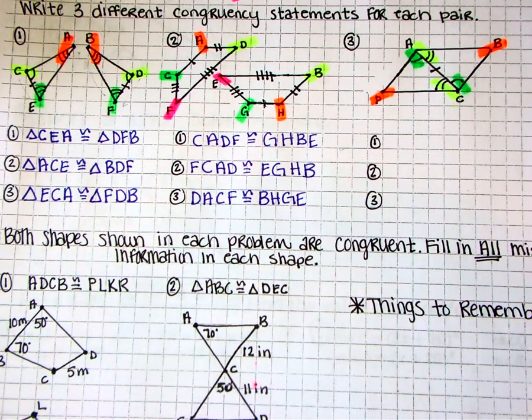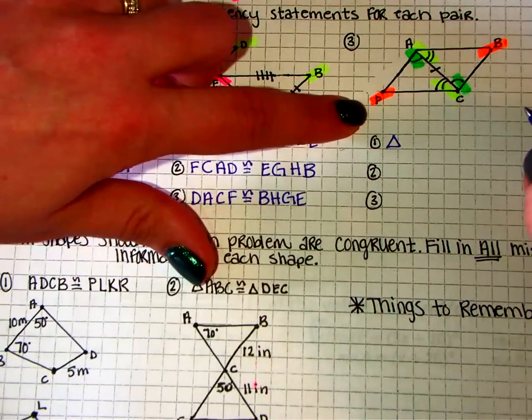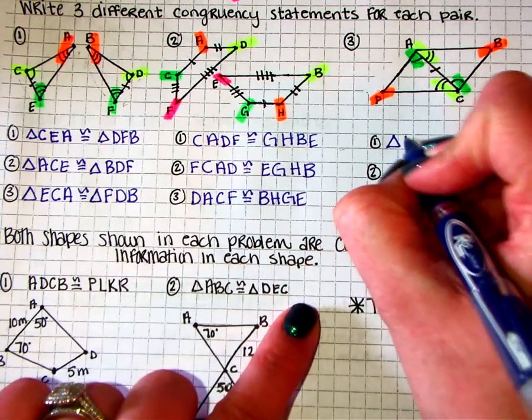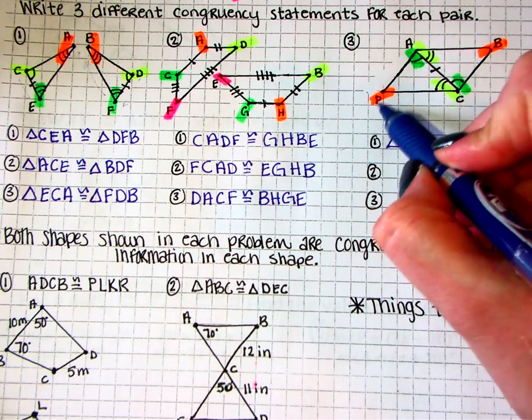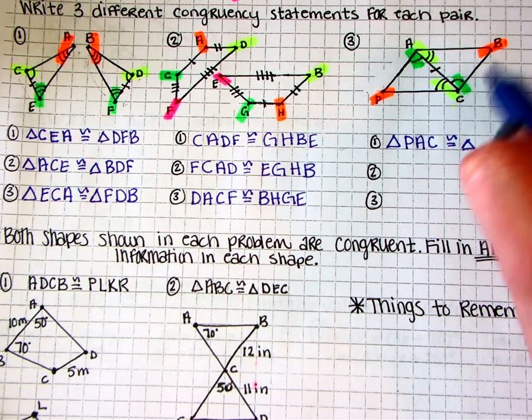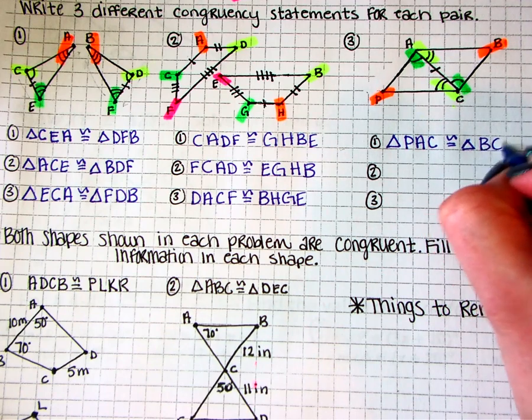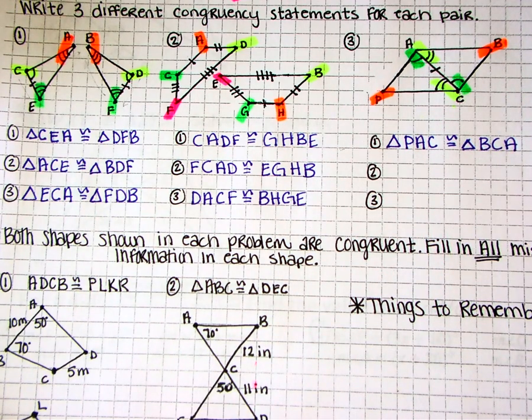All right, let's go ahead and try it. So PAC, so triangle PAC is congruent. So orange, green, yellow, orange, green, yellow, BCA.